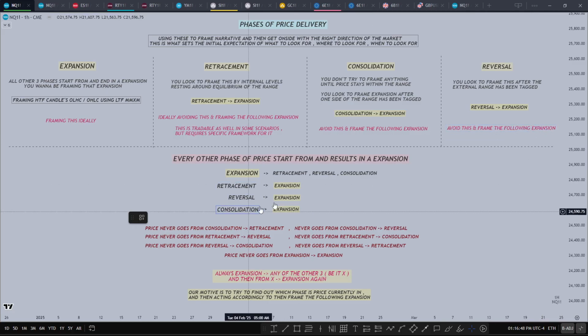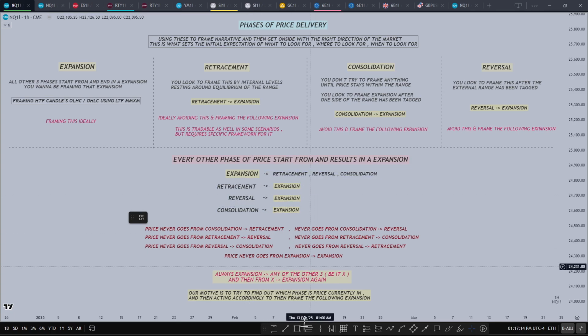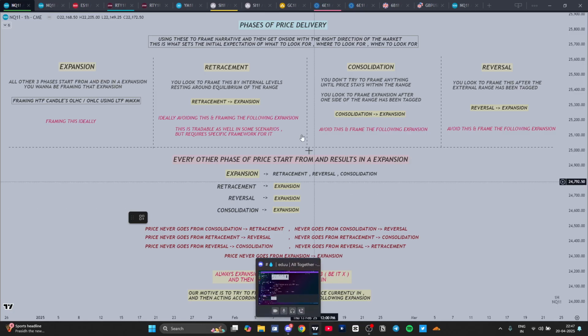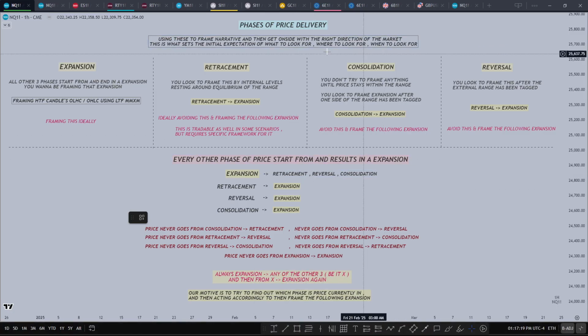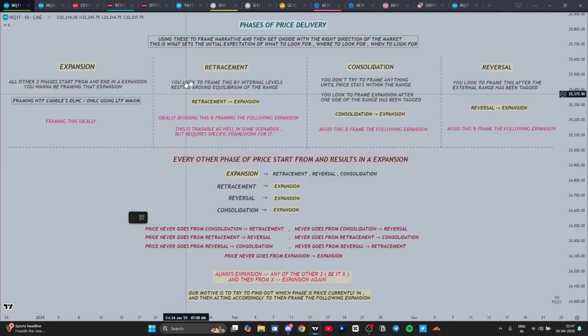Every other phase would result into an expansion. You use this to frame this, using this to frame this. Don't try to participate in here, don't try to participate in here. This is much easier and gives you much bigger rewards as well. This is much easier and highly probable as well. Most of your losses would come when you try to pick it here. This would be much easier and much more rewarding. You just gotta know when to look, where to look, what to look for.